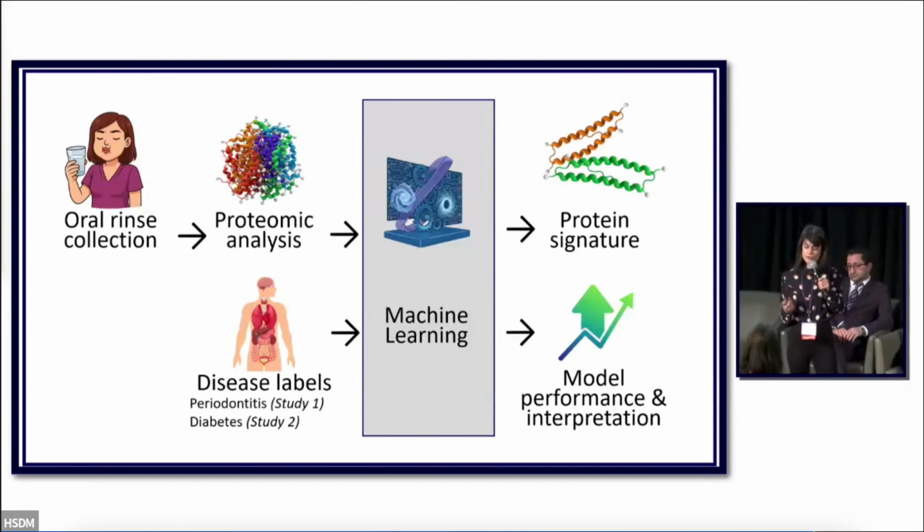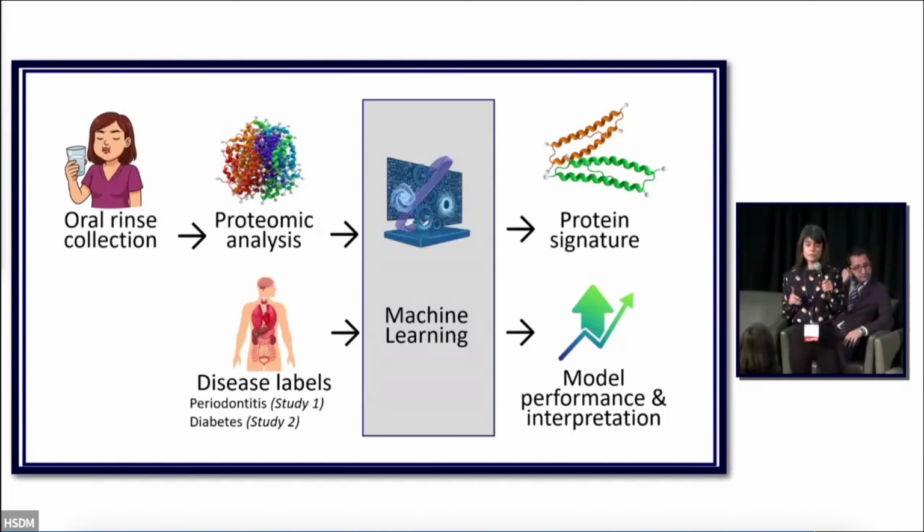The methodology that we have developed is the same for both studies, so it's disease agnostic. And as I said, we collect the oral rinse samples, then we do proteomic analysis. We have the disease labels, and we put everything in the machine learning model. This is actually where my expertise comes from, where I put most of my work. And then the outcome of this model is the proteomic signature. So what are the top proteins for distinguishing disease from no disease?